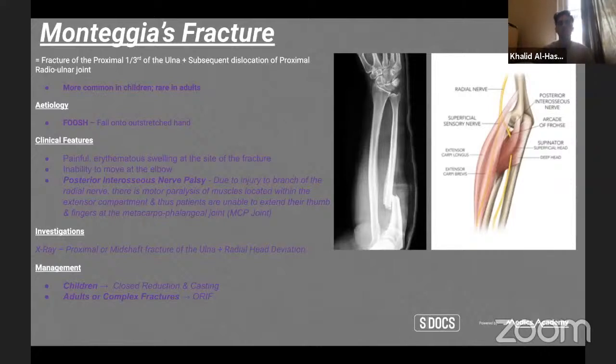So, the management. We would use closed reduction and casting in children, and in adults, we tend to opt for ORIF. This is the same in cases where the fractures are complex, such as where there are large amounts of displacement, or when there are also situations such as neurovascular compromise.